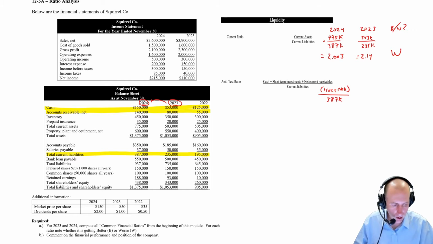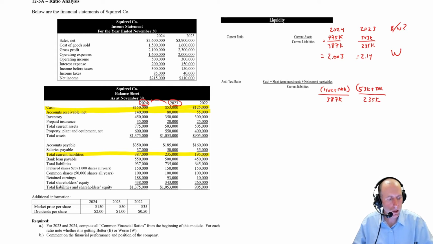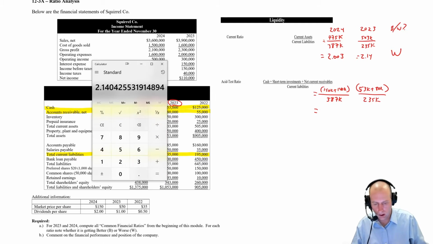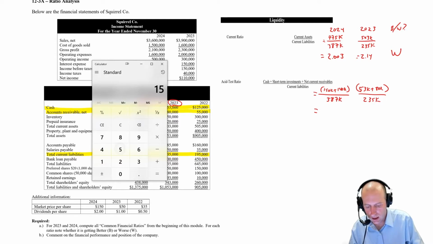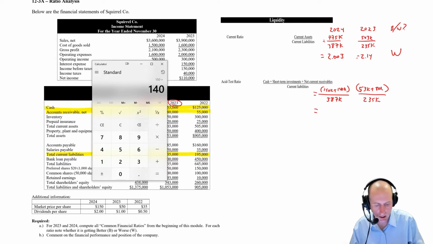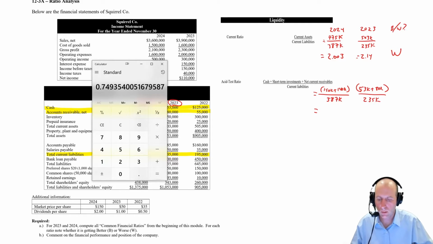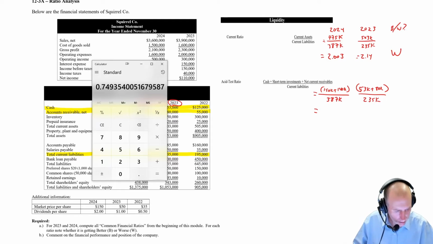For the year before, it's going to be 53 plus 80. Oops, my writing's getting messy. 53K plus 80K, all divided by the current liabilities, which were 235. So let's do the calculation for this year, 2024. 150 plus 140 divided by 387, we end up at 0.749.